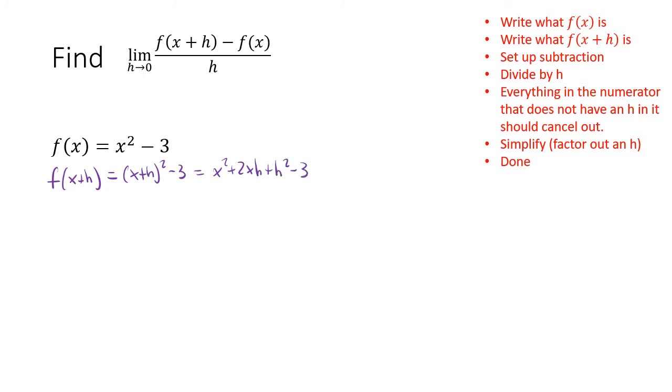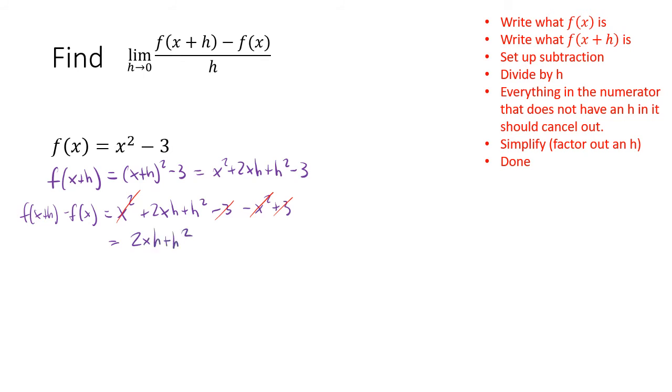Did it. Now we're going to do the subtraction in the numerator. So I want to do f of x plus h minus f of x. That's going to be x squared plus 2xh plus h squared minus 3, and now it's minus this stuff, because minus f of x, so it's going to be minus x squared plus 3. Now let's simplify this subtraction. This x squared and this x squared cancel because it's positive x squared and negative x squared. This negative 3 and this positive 3 cancel. So what we're left with after doing the subtraction is 2xh plus h squared.